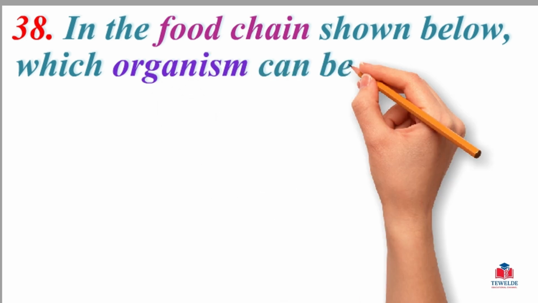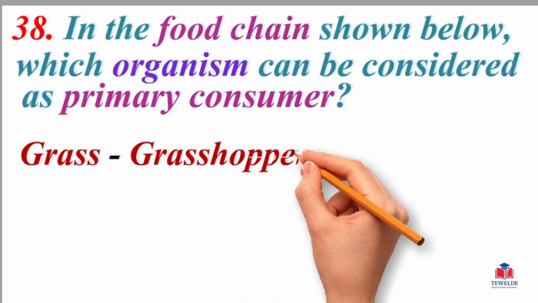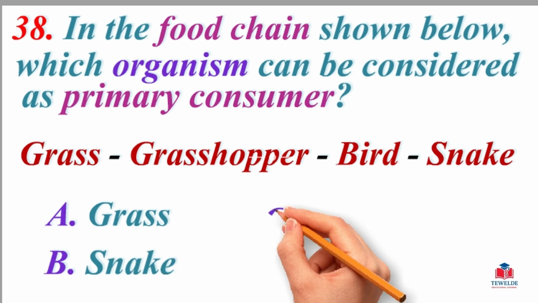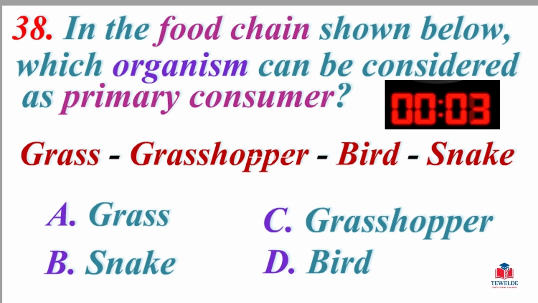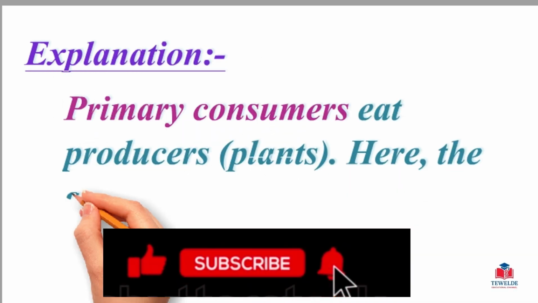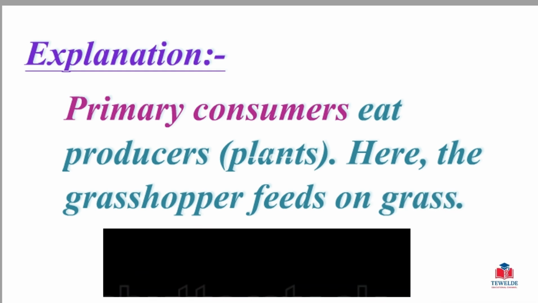Question number 38. In the food chain shown below, which organism can be considered as primary consumer? Grass, grasshopper, bird, snake. A, grass. B, snake. C, grasshopper. D, bird. The answer is C, grasshopper. Explanation: primary consumers eat producers, plants. Here, the grasshopper feeds on grass.